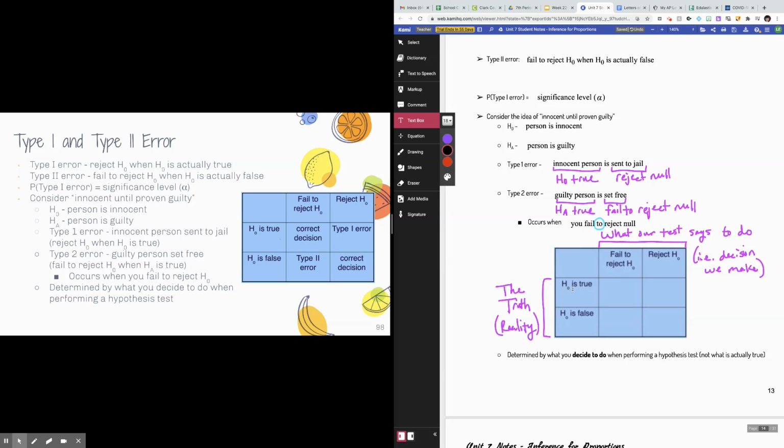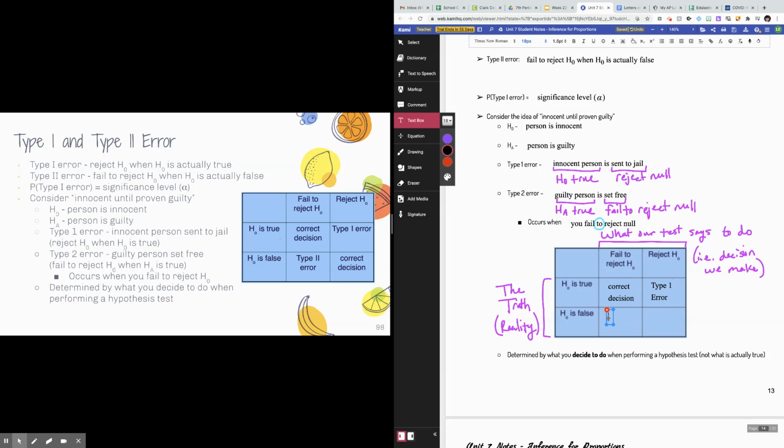If the null is true, what we want is for the reality to match our decision. So if the null is true and we fail to reject it, that is the correct decision to make. But if the null is true and we reject it and go with something else, that is a type 1 error.